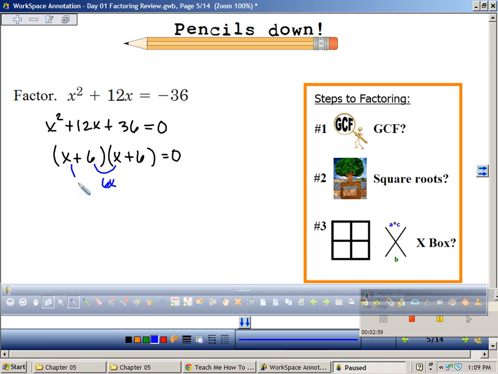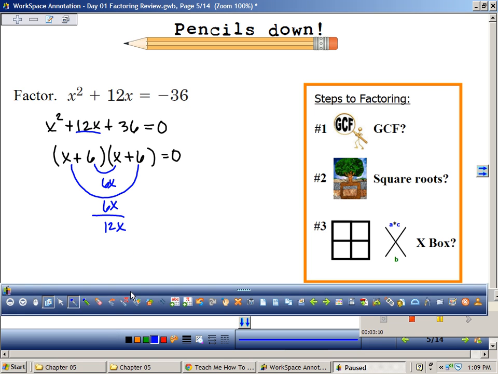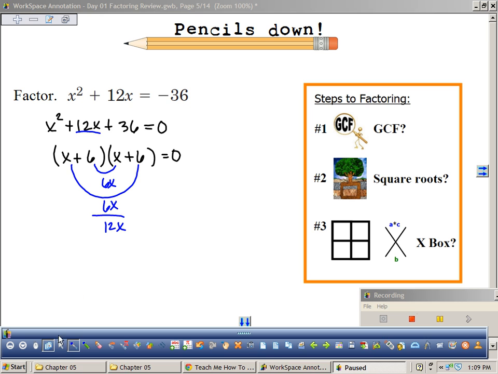6x and 6x makes 12x. And that's what I have right there. So that's how I checked it. But if you don't know how to do that, we're going to do it a different way. So finally, let's do it the other way and then let's solve for it.